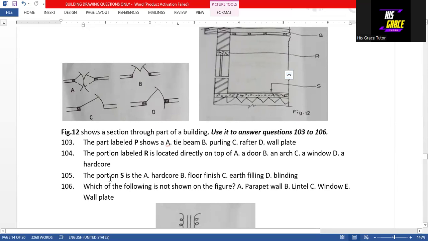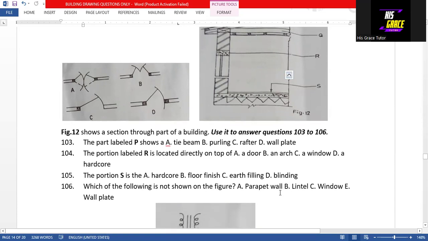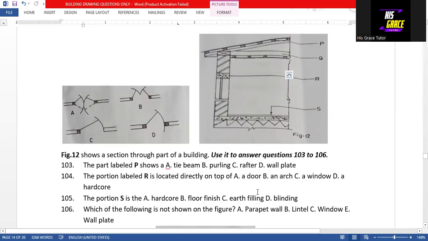105. The portion S is a floor finish. That is option B, the answer to that question. Then question 106. Which of the following is not shown on the figure? Looking at what we have here, parapet wall is not shown on the figure. So option A is the answer to question 106.